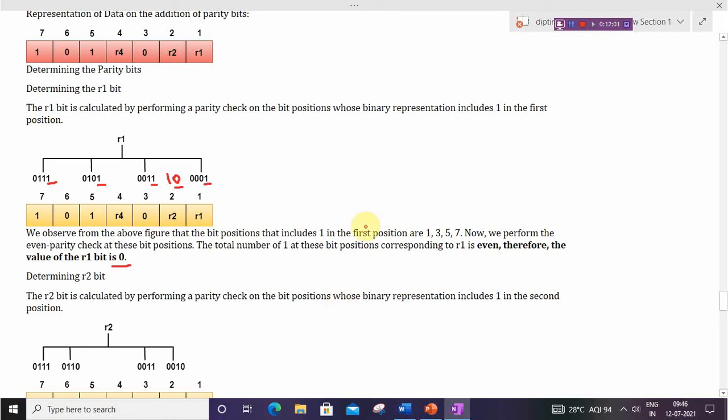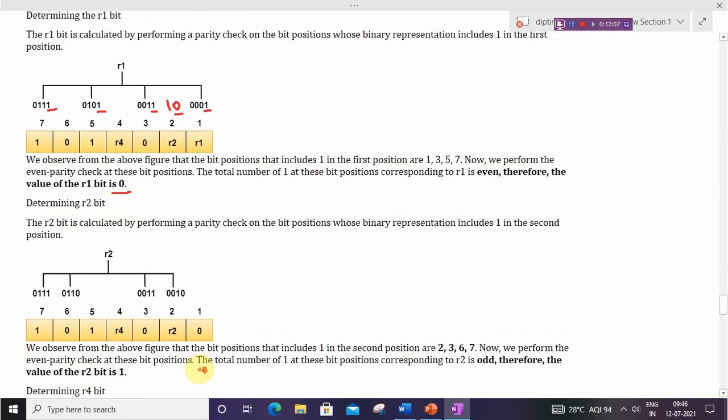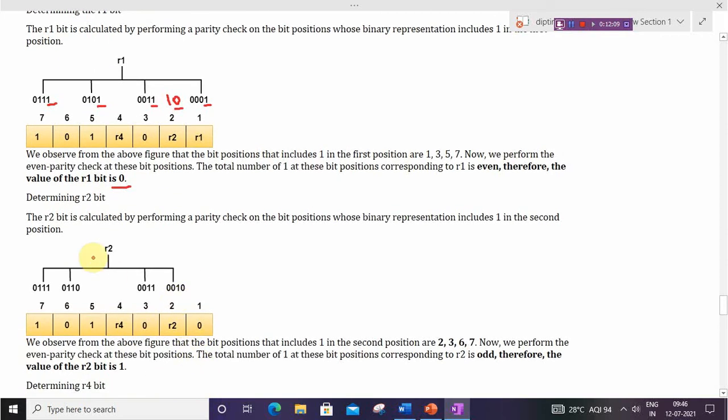position. Okay, for R1, 1 is in the first position; for R2, 1 is in the second position. So R2 will be calculated by bit positions 2, 3, 6, 7. Okay, means 2 has 1 in the second position, 3 has 1 in the second position, 6 has 1 in the second position, and 7 also has 1 in the second position.